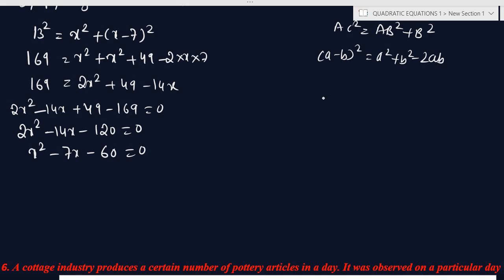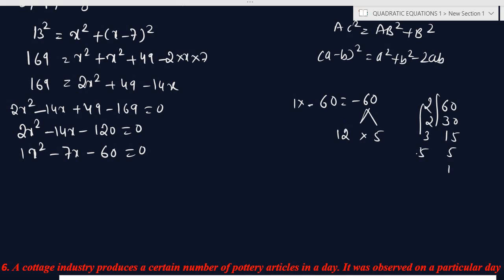See here, 60, how will you divide this? Minus 60: 1 into minus 60. 12 into 5 is 60, but minus 12 plus 5 is how much? Minus 7. Here what I do?